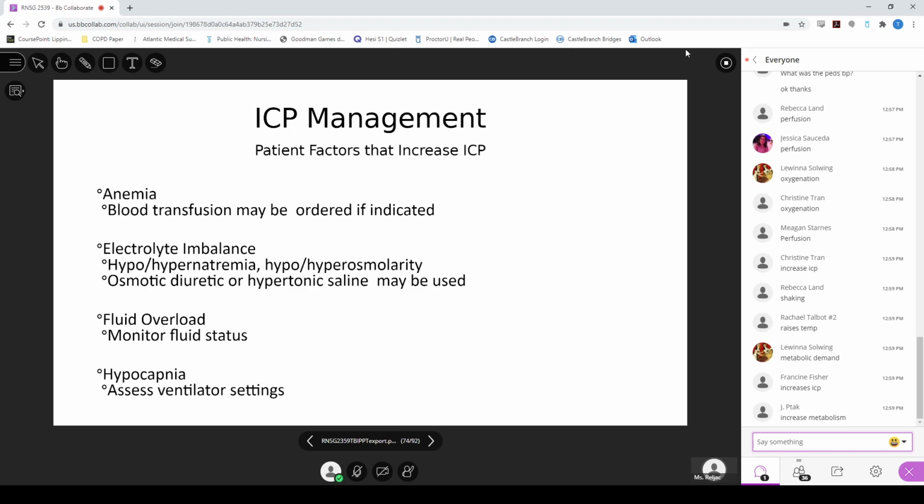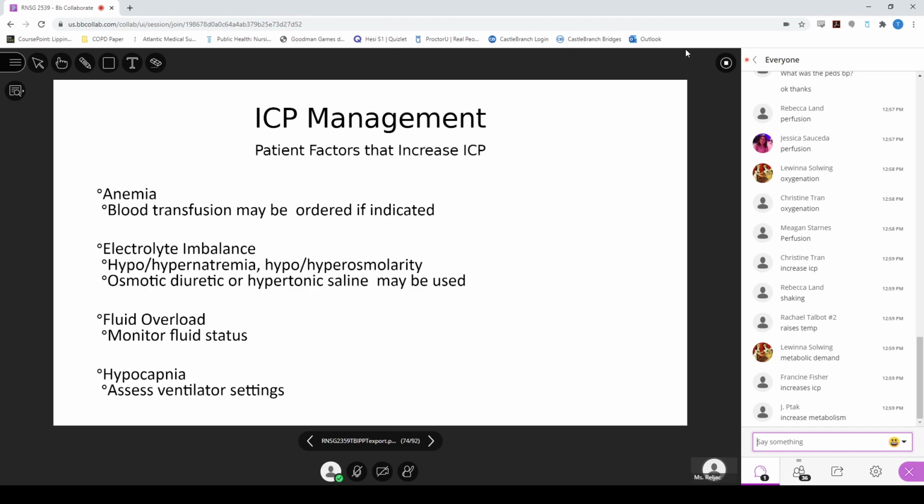Anemia you have to monitor for. If they're anemic, this also increases the ICP, because you're trying to get more blood around faster. You have electrolyte imbalances, hypo and hyper. You have hypo and hyperosmolarity. You want to give an osmotic diuretic or hypertonic saline.